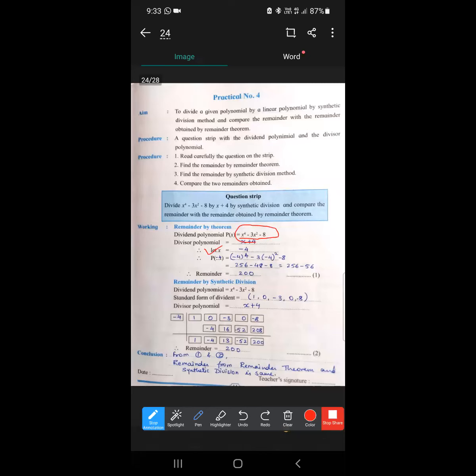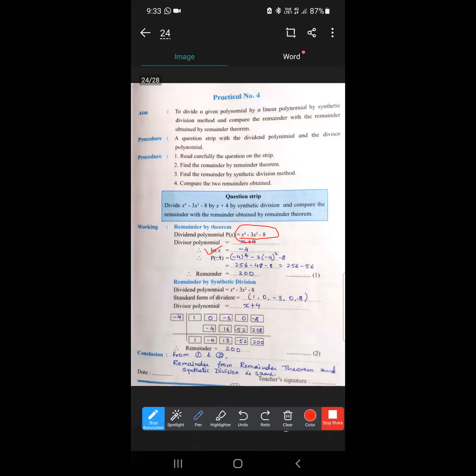So here, when I substitute in x raised to 4 minus 3x square minus 8, that means instead of x you will substitute minus 4. Like suppose you are a monitor and you are absent for one day, then on that day the teacher replaces you with another student. So that place is not empty, it will be occupied by some other person.